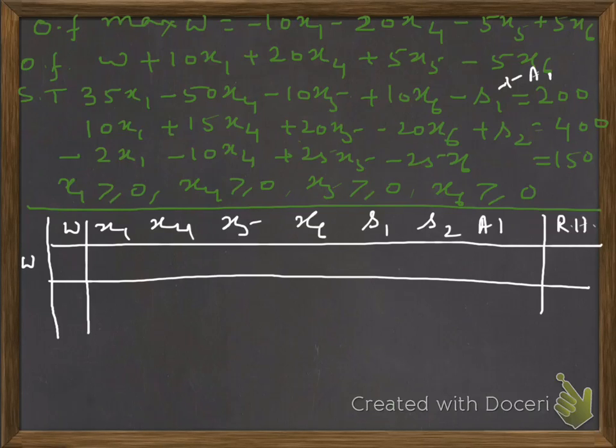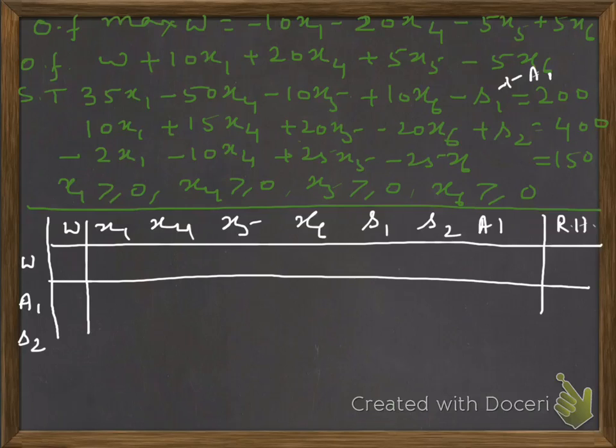Right now let us continue. We will be taking a1 as the basic variable from the first constraint. So we have a basic variable here, a1. From the second constraint, 10x1 plus 15x4 plus 20x5 minus 20x6 plus s2. This constraint was originally of less than or equal to type, and here you see that s2 qualifies as the basic variable. So we don't have any problem in getting a basic variable from the second constraint.